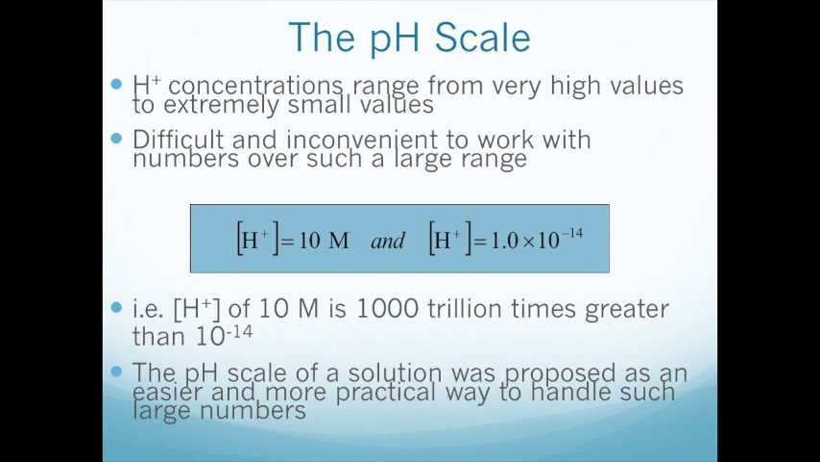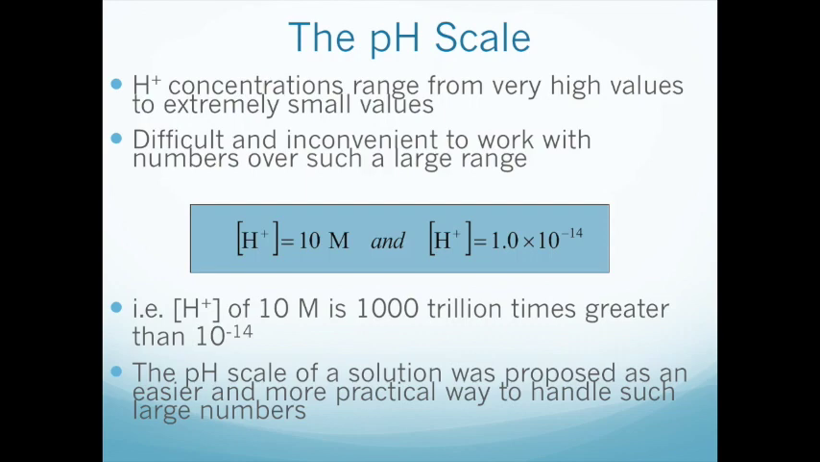So now that we have defined the water constant and the idea of the concentration of the two ions of water, we can now talk about pH. Because H plus concentrations have such a wide range of values, from extremely large to extremely small, it can become difficult and inconvenient to work with these numbers over such a large range.